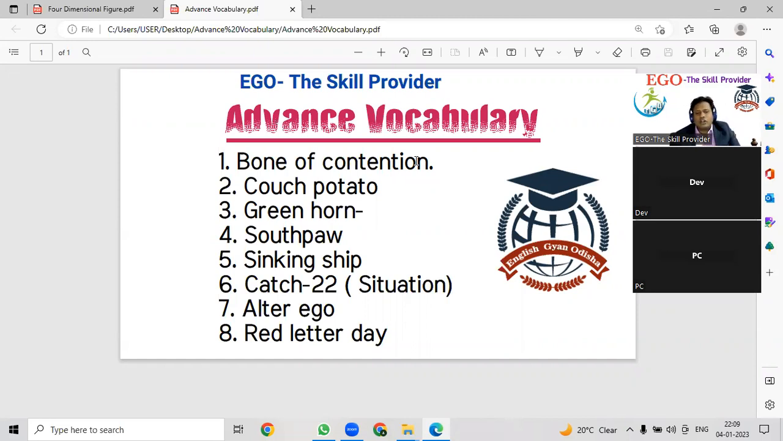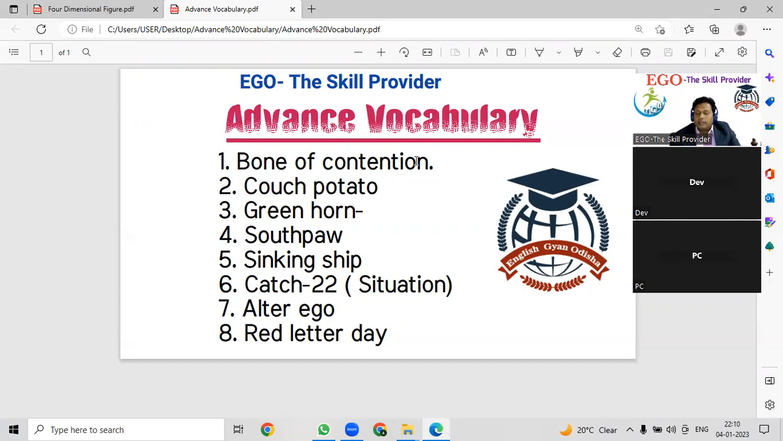The second one is called couch potato. What do you mean by couch potato? Let me give an example. Couch potato refers to a person who is very lazy, who doesn't work hard. That is called a couch potato.